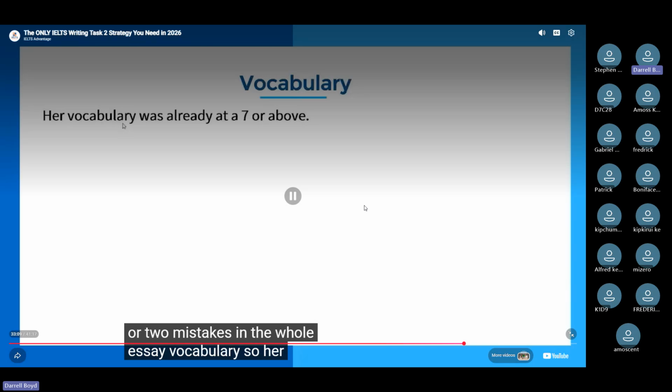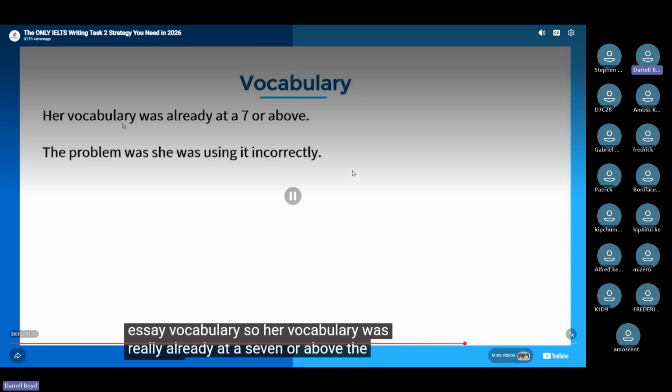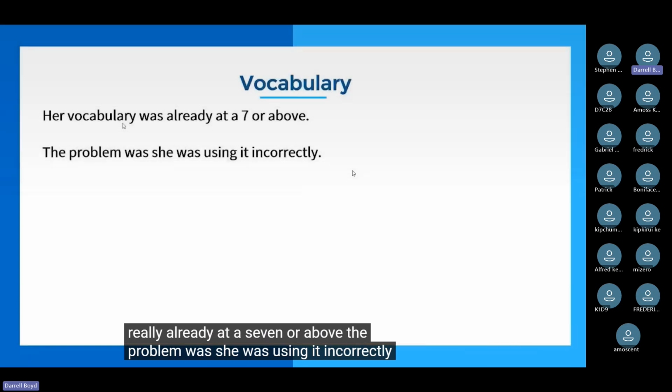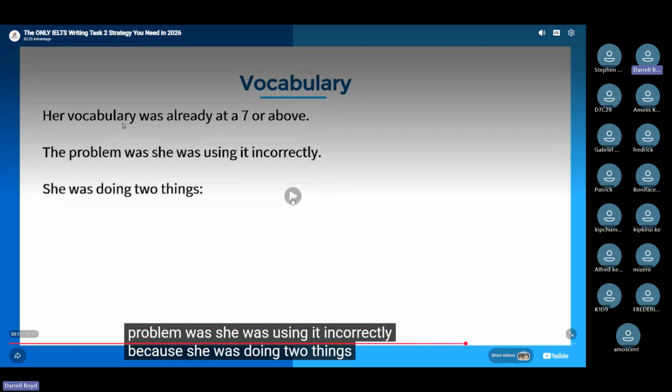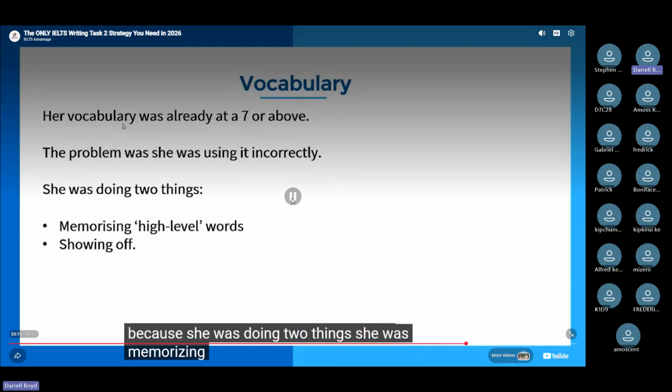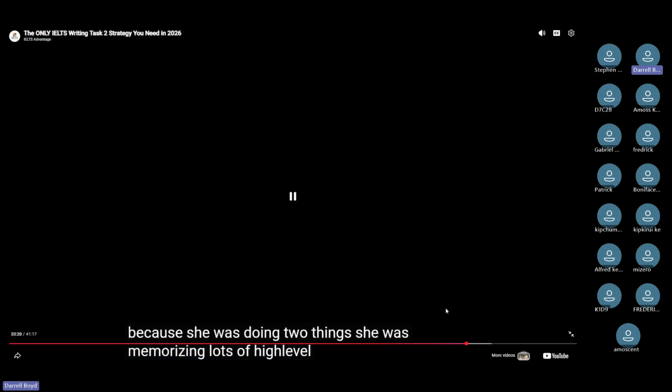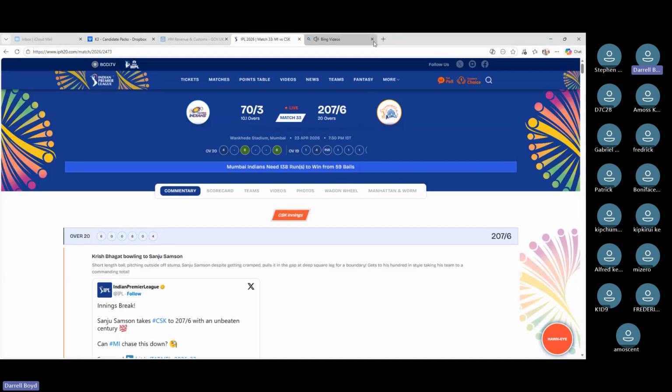Vocabulary. So her vocabulary was really already at a 7 or above. The problem was she was using it incorrectly because she was doing 2 things. She was memorizing lots of high-level words, and you've seen that in her original essay, and she was showing off. I know this big word like myriad and plethora and humongous. It just didn't really fit in the essay at all. It didn't really help her answer the question, and she was using them incorrectly a lot of the times.